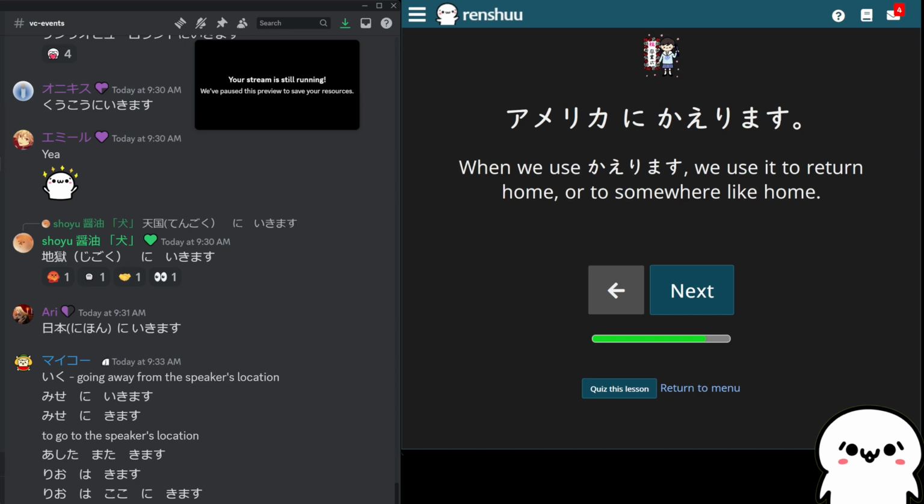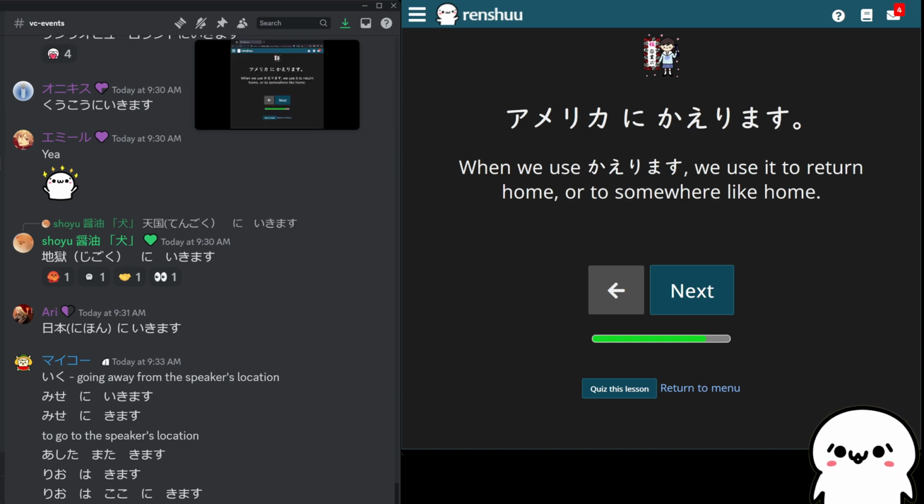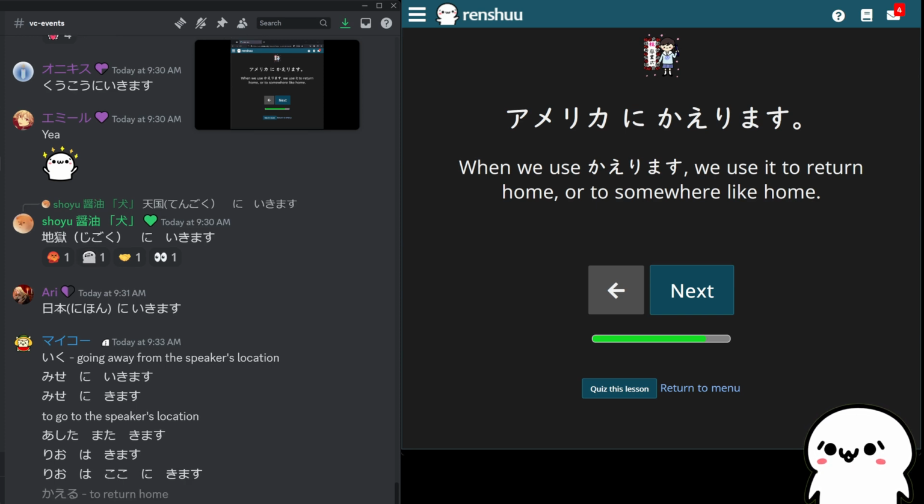Now, those two are relatively easy. Kaerimasu or kaeru, to return, can throw some people off. So, most people learn it this way. Kaeru means to return home. And please raise your hand if this is how you learned it. Okay, you can put your hand down. Probably most of you did that, if you bothered to raise your hand. Most people learn it as to return home. This is not actually true.